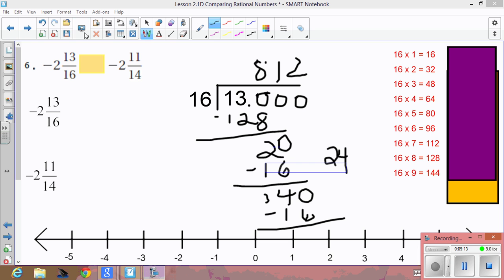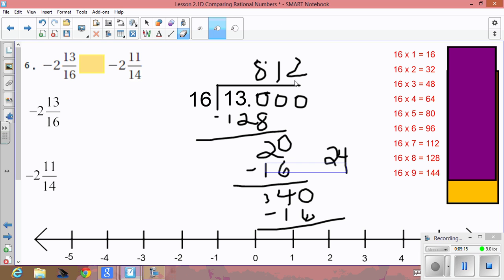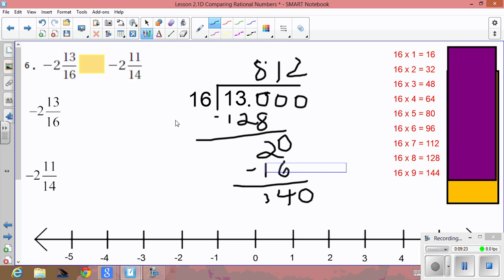There's just a tiny mistake, sorry about that. 16 times 2 is 32, not 14. So let's just fix that. We get 32. When we subtract, we get 8 left over. If we add another 0 and bring down, we get 80. And 16 times 5 would be 80, so we get a 0 for a remainder.